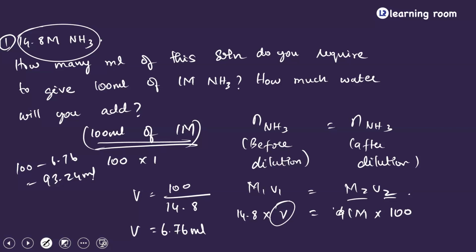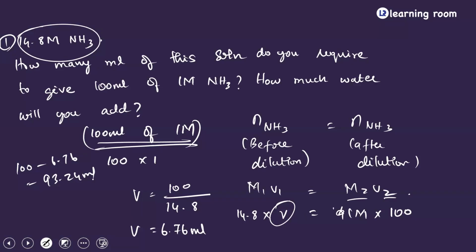First understand the concept. What you have done here is, initially you had ammonia of this concentration, I do not know what the volume was, but you have diluted it to 100 ml of 1 M. Diluting reduces the concentration. So I found the initial volume: V is 6.76 ml of 14.8 M concentration. If you take 6.76 ml, it will become equal to 100 ml of 1 M.